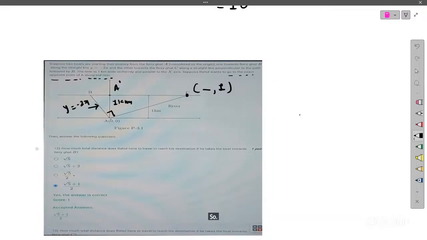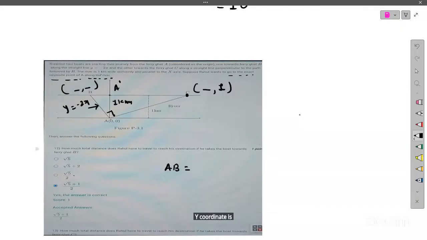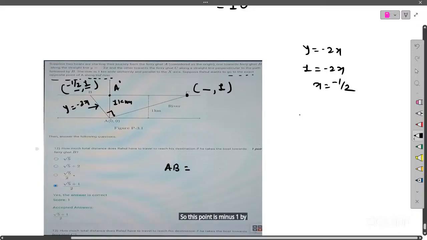So what you can do is find the distance AB. So the distance AB is what? You can use the formula. First of all, what are the coordinates of point B? Can you guys tell me the coordinates of point B? The y coordinate is easy to judge. See, the y coordinate is 1, right? And the x coordinate you can find from this equation. If y is equal to minus 2x and y is 1, then what is x? So x is equal to minus 1 by 2. So this point is minus 1 by 2 comma 1 and this point is 0 comma 0.